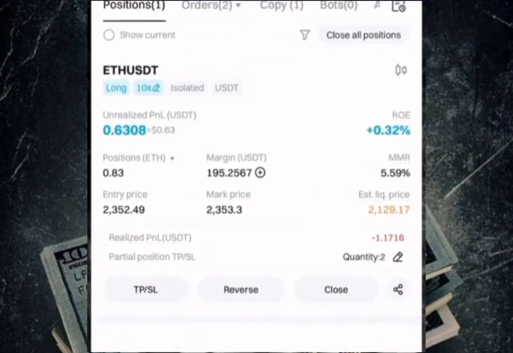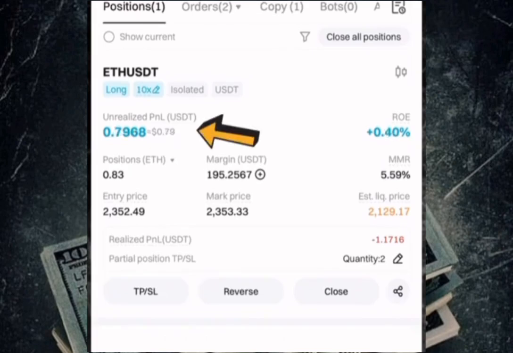So let's come to our trade right here. You can see under our trade, we have $0.79 as the current profit, and in percentage, that's 0.4%. So this is the current amount we are making. You can be monitoring how it is going up and how it is going down.